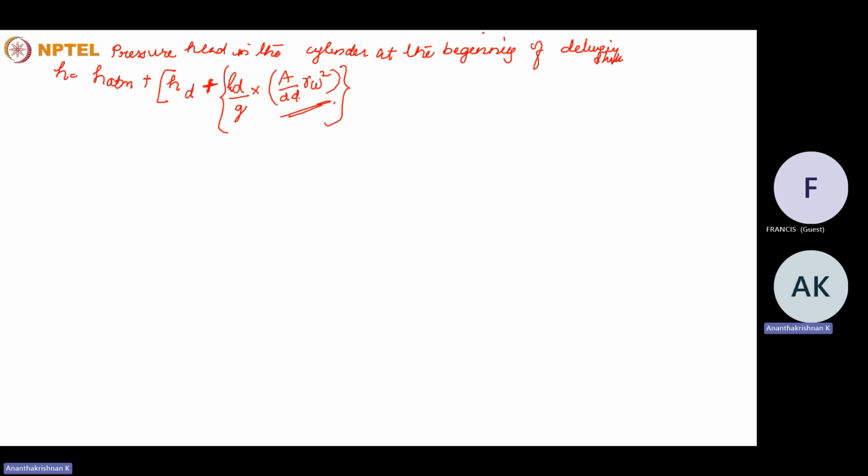the inertial effects. So this is the acceleration quantity. A area corresponds to the area of the piston, multiplied by the acceleration of the piston, divided by the area of the delivery tube. That will give you the acceleration inside the delivery tube, multiplied by LD by G. This will effectively give you the head that is due to the inertial term that will be accounted in the air column.